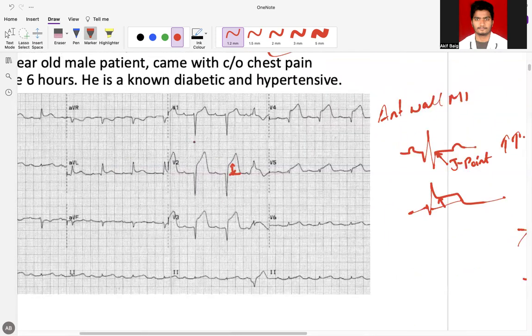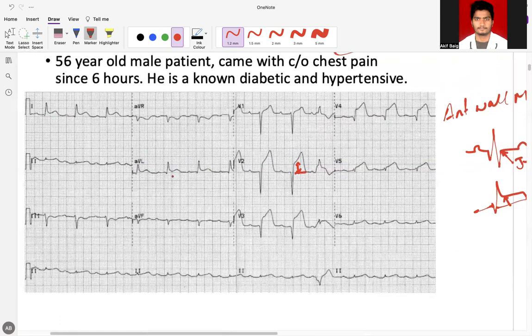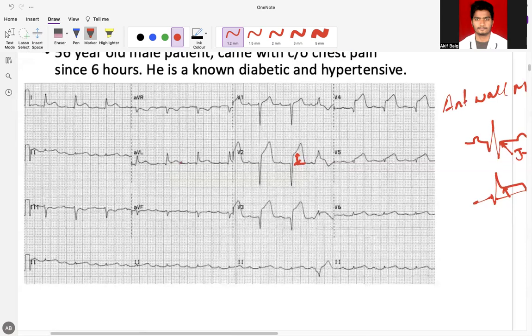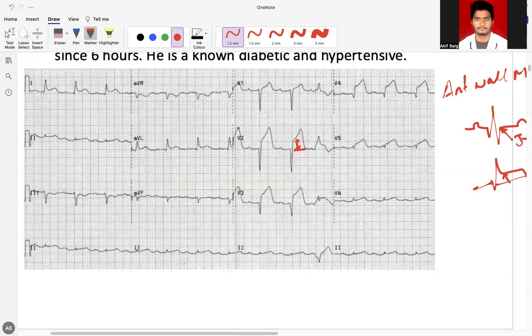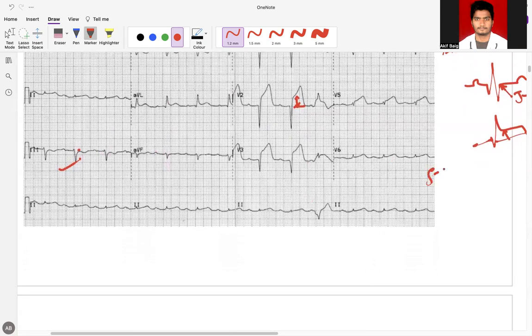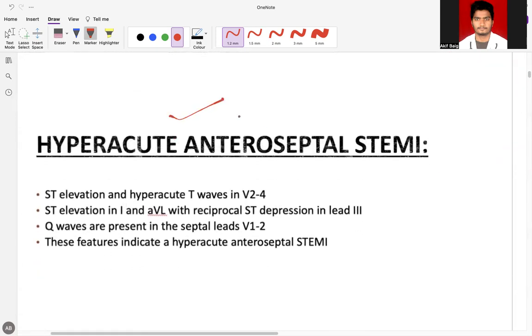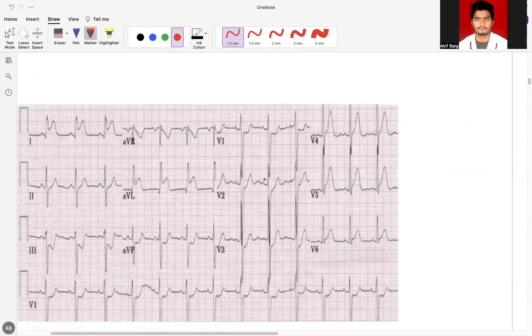So this is a case of acute anterior wall MI, anterolateral wall MI, because elevation is also there in lead 1 and lead AVL, which is subtle elevation of more than 1 mm. An important thing to identify is that in any patient with STEMI, there should be a reciprocal ST segment depression. As you can see here, these are the reciprocal changes in lead 3. Only in the presence of reciprocal ST segment depression can you label the patient as STEMI. So this is a case of hyperacute anteroseptal STEMI, with ST elevations in V2 to V4. Let's go to the next ECG.